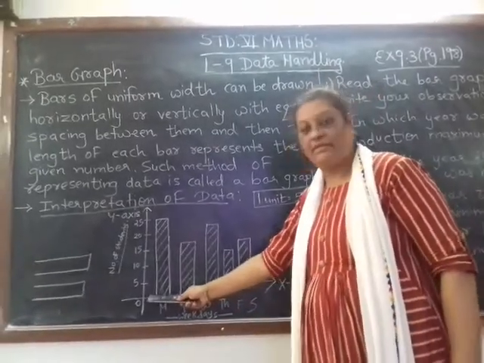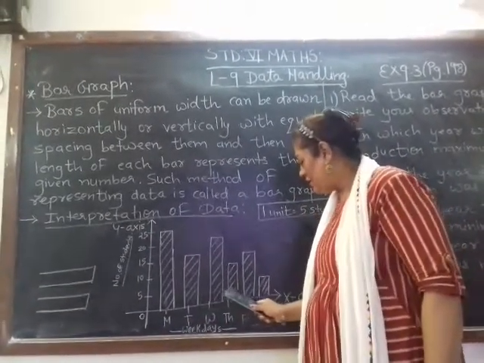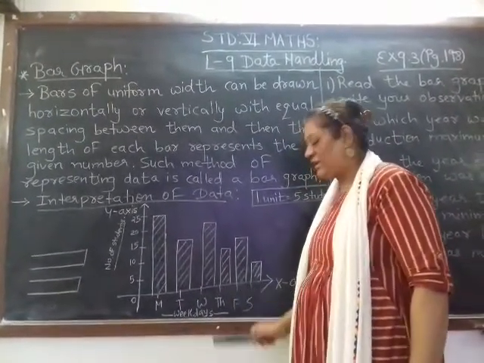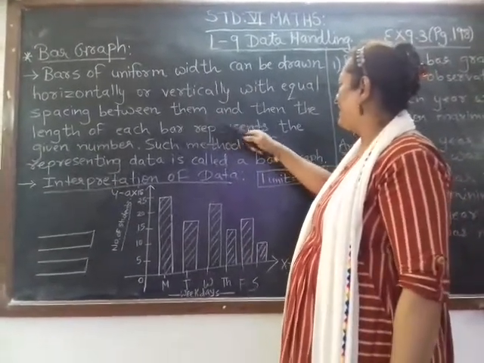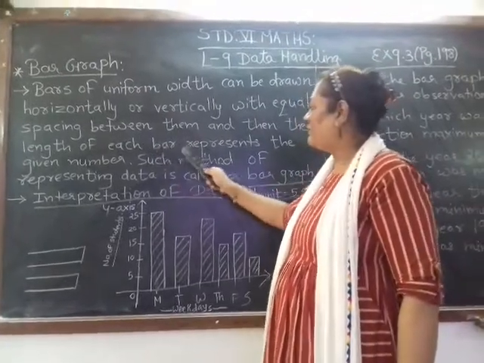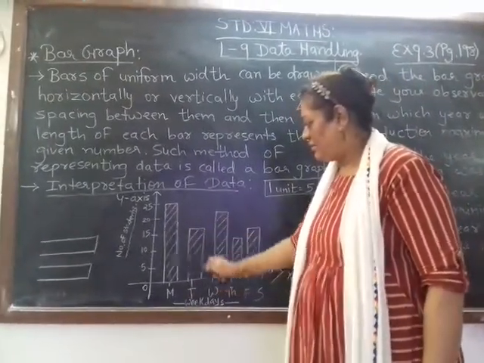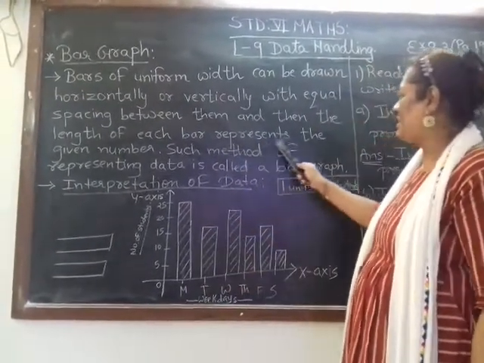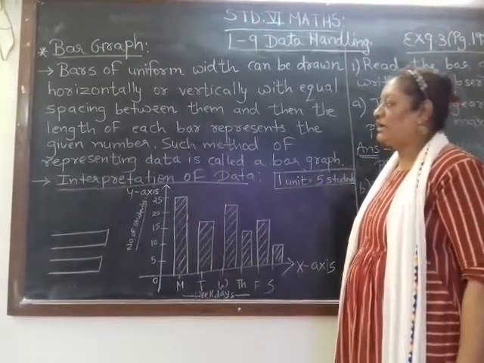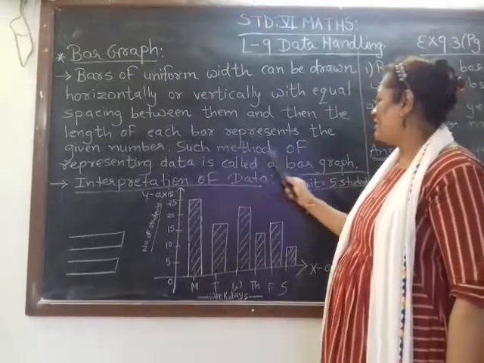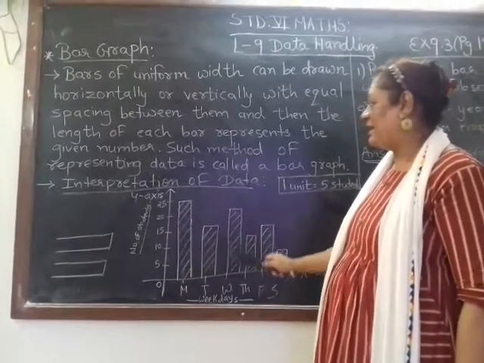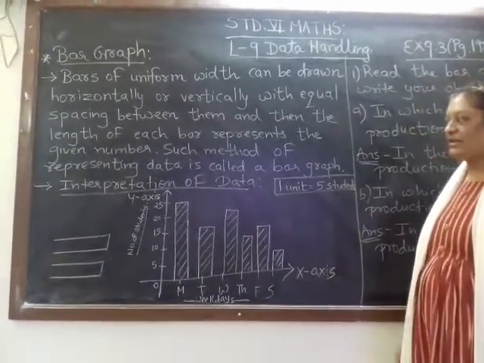Spacing means if you are leaving one box, in between all the rectangular bars you have to leave one box, right? Equal spacing between them, and then the length of each bar, this is called a length. Right? This length of each bar represents the given number. These are the numbers, I will come on to that. Such a method of representing data is called a bar graph.